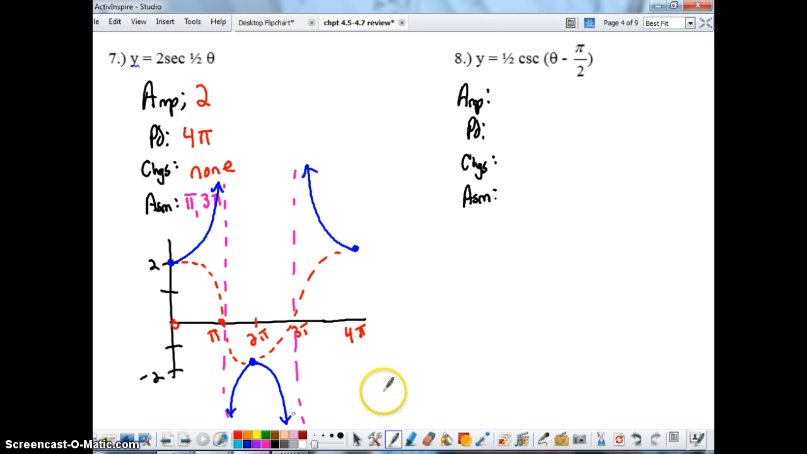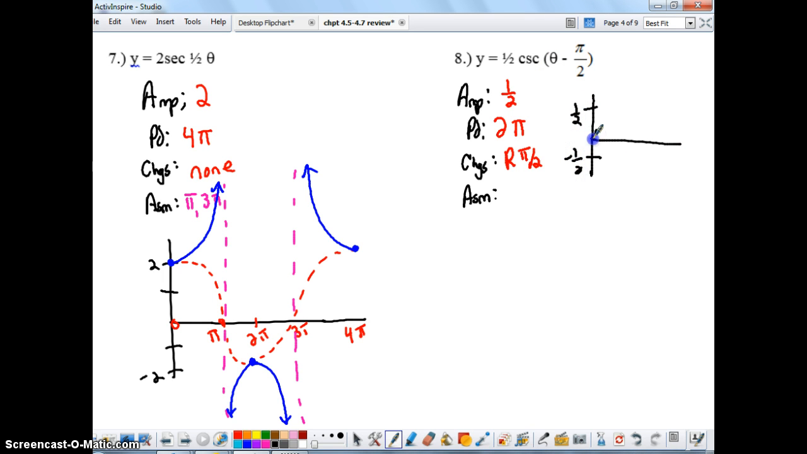Number 8, amplitude there is going to give me a 1/2, the number in front of the trig function. Period is going to remain 2 pi. I'm going to take this and move to the right pi over 2. Just like I've done every other time, when I'm moving to the right, I always like to draw it out first without it moved to the right. So cosecant matches up with sine. So we're going up to 1/2, down to -1/2.